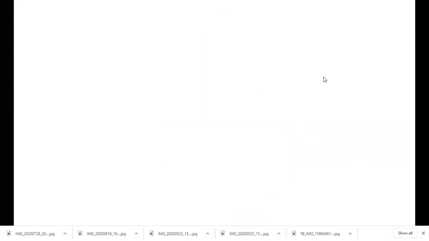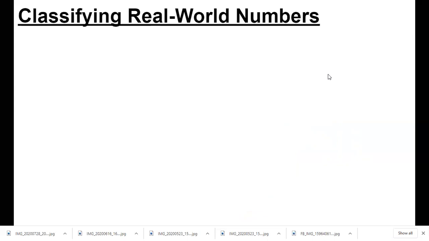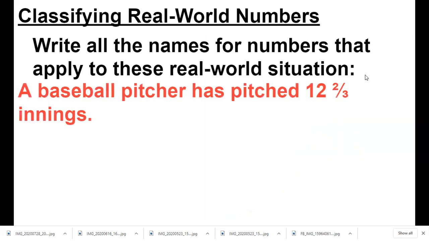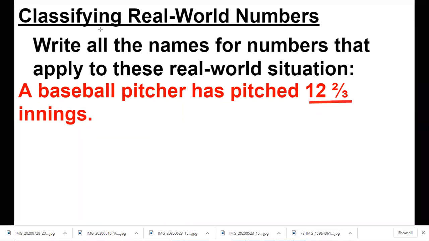Okay, hopefully you did well on those review questions and you're understanding real numbers really well. Okay, we're going to classify some real world numbers. Write all the names for numbers that apply to this real world situation. A baseball pitcher has pitched 12 2/3 innings. So we're looking at the number 12 2/3 here, and we're going to ask ourselves, what does that classify as?